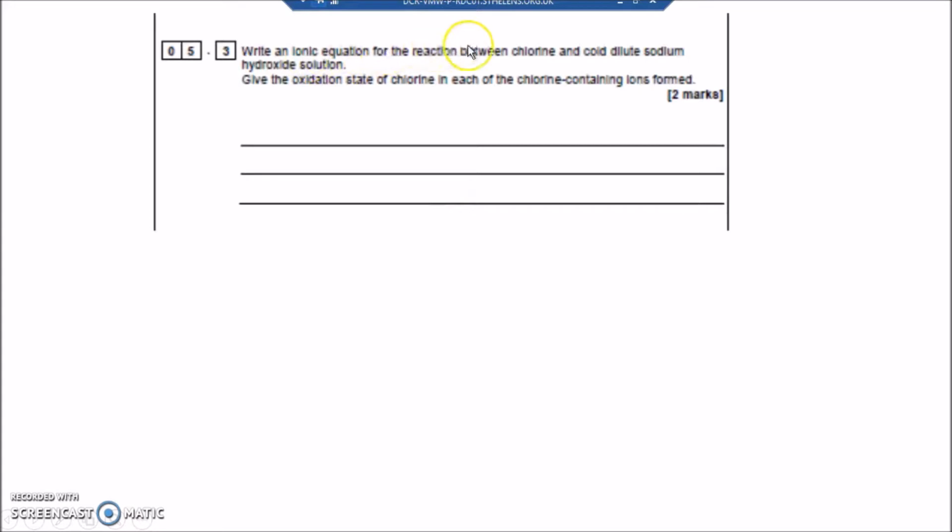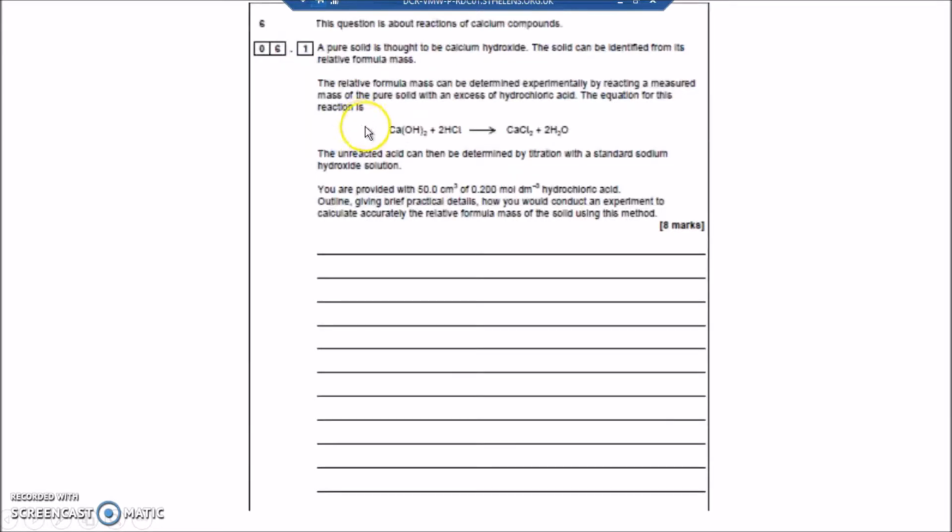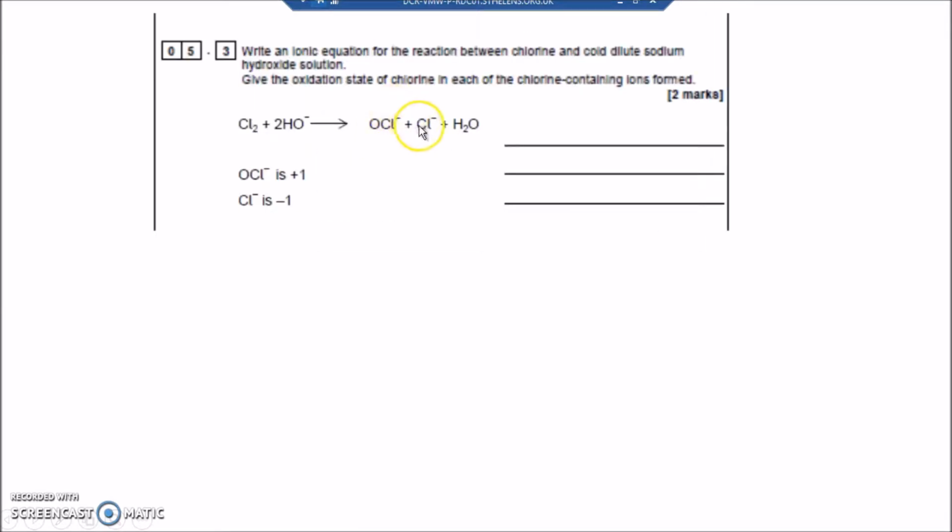Write an equation for the reaction between chlorine and cold sodium hydroxide solution. Give the oxidation states of chlorine in each of the chlorine-containing ions formed. So chlorine and sodium hydroxide, NaOH, would make NaOCl and NaCl and H2O. So it would be Cl2 plus NaOH makes NaOCl and NaCl plus H2O. But as an ionic equation, you don't involve the Na. Na is plus, so you'd have OH-, OCl-, ignoring the Na+.